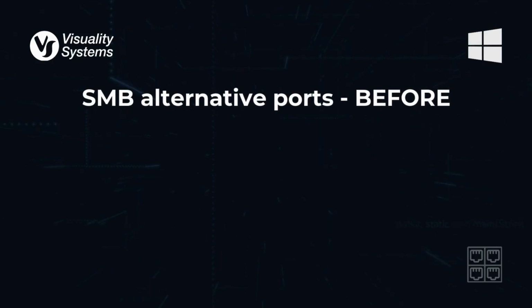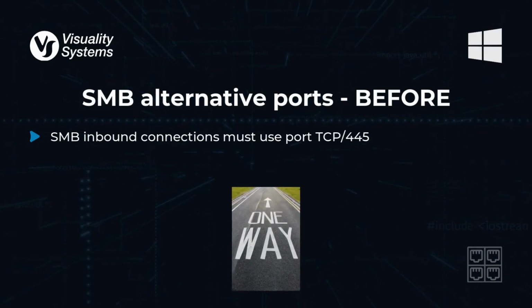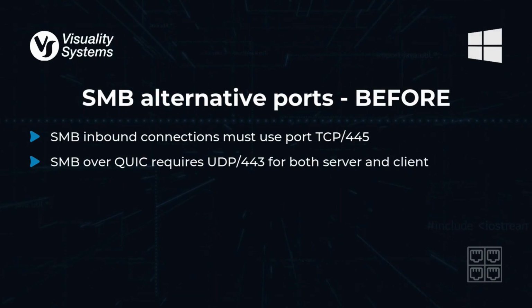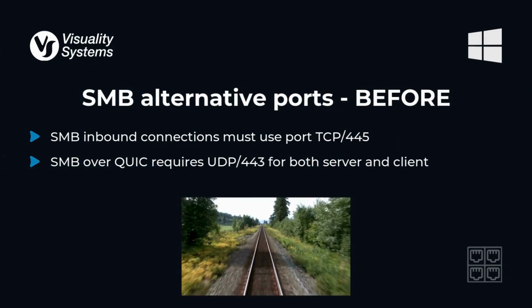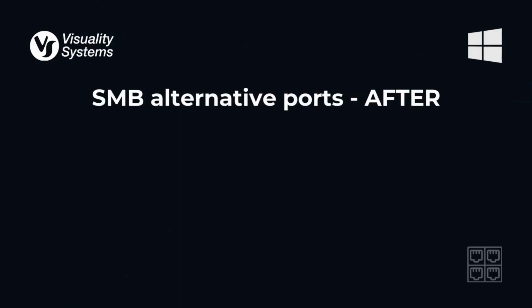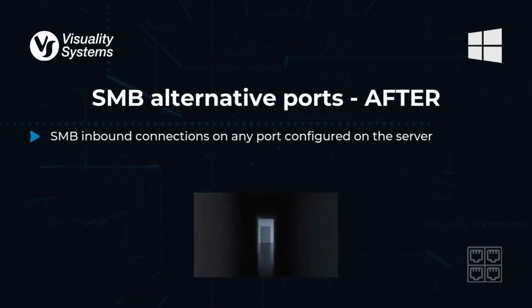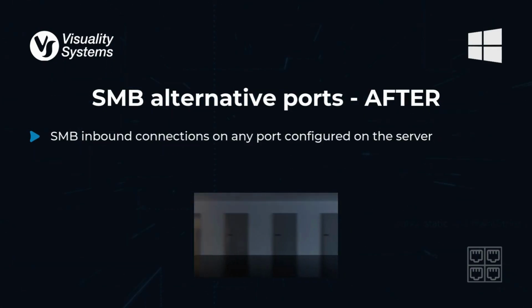SMB Server in Windows has required inbound connections using the IANA registered port TCP 445 for decades, and the SMB TCP client has only supported connecting outbound to that TCP port. The newer SMB over QUIC protocol requires the QUIC-mandated UDP 443, both for server and client. Until now, these were hard-coded and unalterable. After the change, SMB servers can now accept inbound connections on any configured port, not just the default ones.